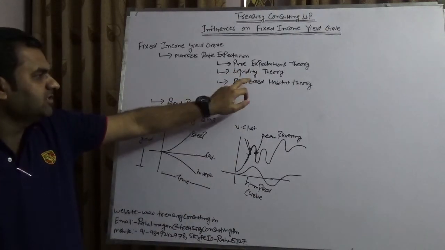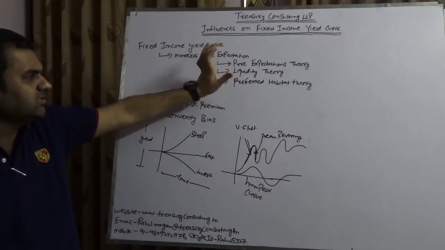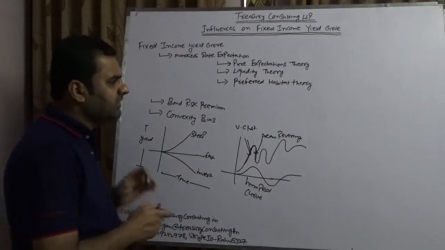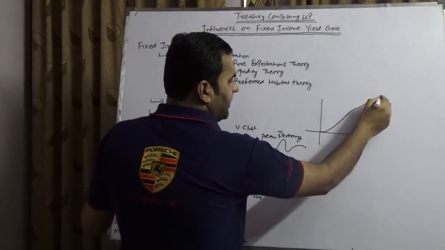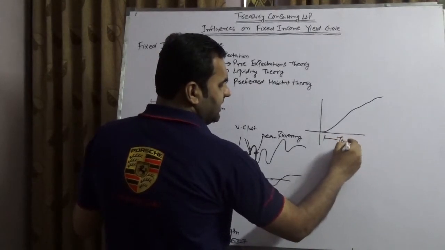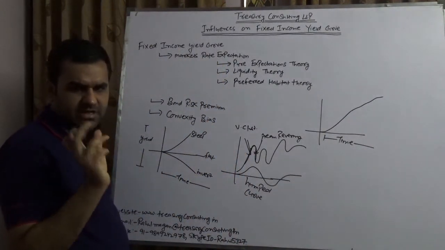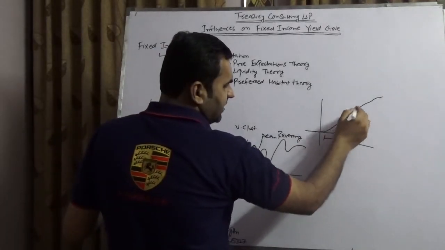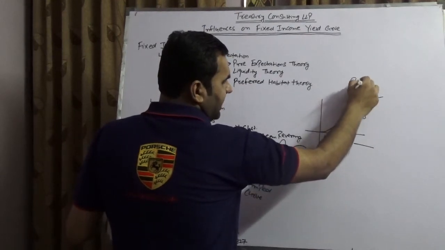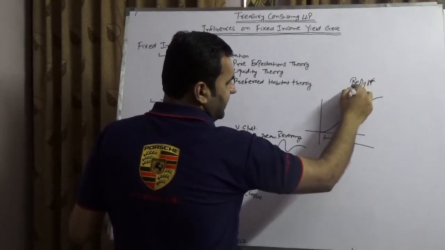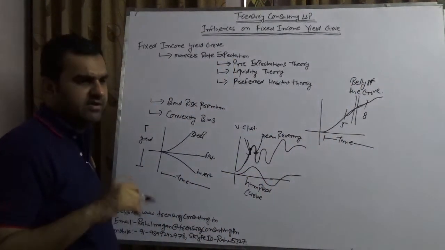One is pure expectation theory, one is liquidity theory, one is preferred habitat theory. Now, what is pure expectation theory? This is the practical case: if the curve is going up and up and up, with time on one axis and yield on the other, it means there is some drift. For example, this is the 5th year and this is the 8th year. I am deliberately taking the portion known as the value of the curve, although technically the value of the curve is 5 to 10 years, but hypothetically let's take 5 to 8 years.